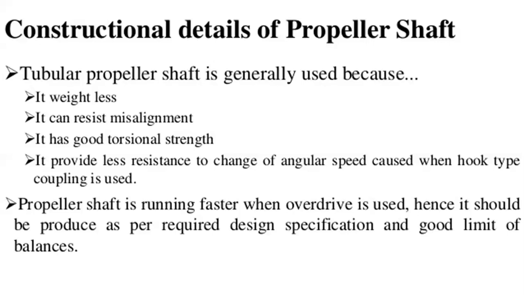So the engine should be running at overdrive, and a high amount of speed should be getting on that engine. So what type of design are we giving on that propeller shaft? Because of the overdrive running of the engine, the propeller shaft runs only with the proper design specification and a good limit.